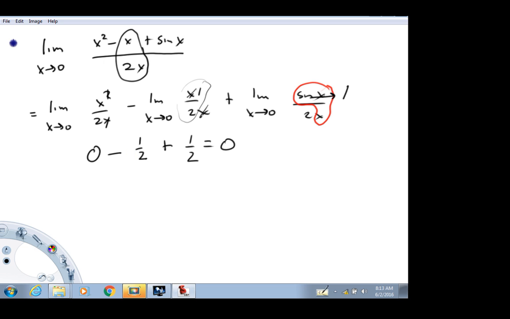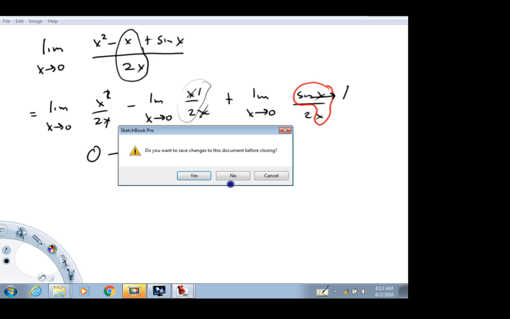All right, let's take a look at another one here. Let's take a look at one with some more things going on. Let's try this one. The limit as x approaches 0 of sine of 3x times cotangent of 5x over x times cotangent of 4x.